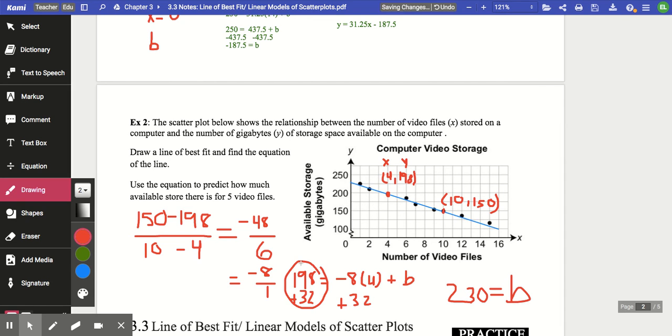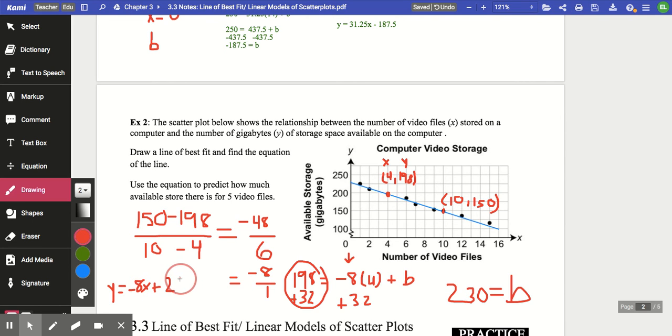So once again, I used a piece of data to help me figure out what my starting point was, but I also had to incorporate that rate of change to figure it out as well. Therefore, my final equation would be y equals negative 8x plus 230.